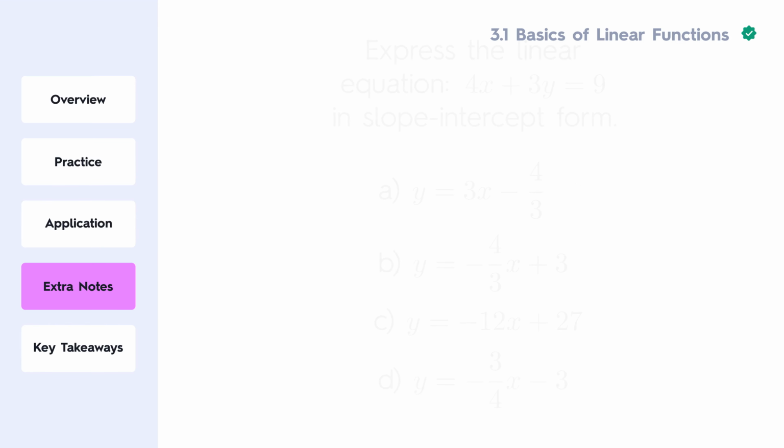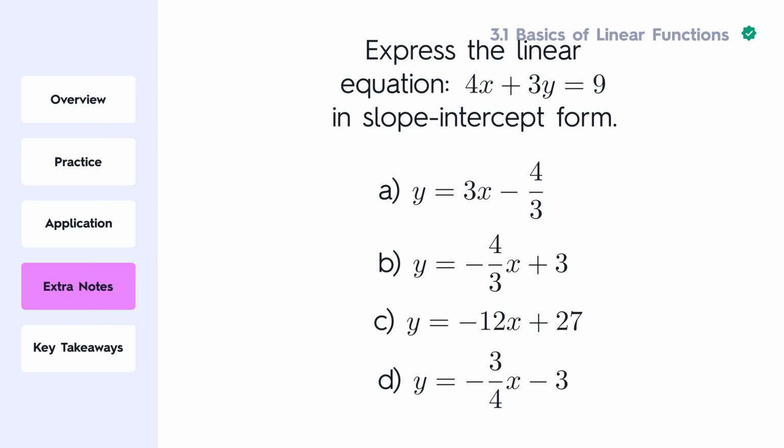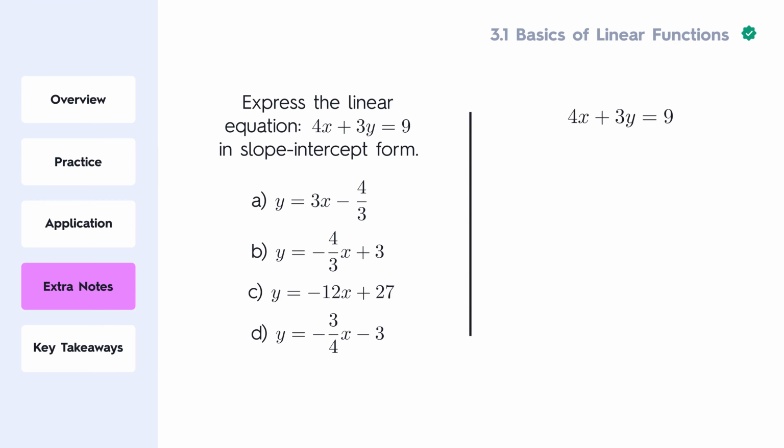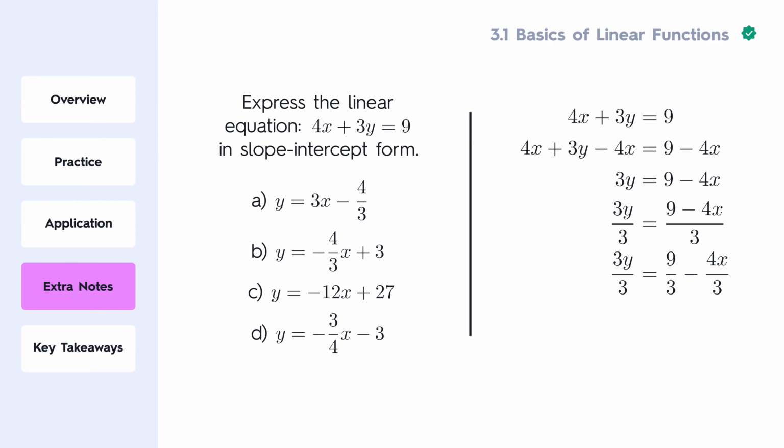Let's consider the following example where we must rewrite a linear equation by using algebraic manipulation to obtain the slope-intercept form. Let's apply the properties of equations and of real numbers to rewrite the given equation in the form y equals mx plus b. First, we subtract 4x in both sides of the equation and then simplify like terms. Then, we divide both sides by 3 in order to completely isolate the variable y in the left-hand side. By reducing the fractions and reordering the terms on the right-hand side, we can identify that option B is the slope-intercept form for the given linear equation.